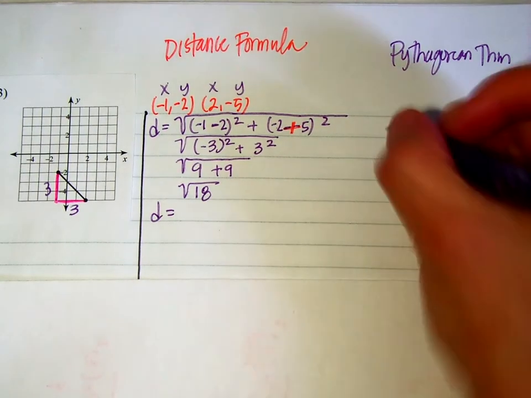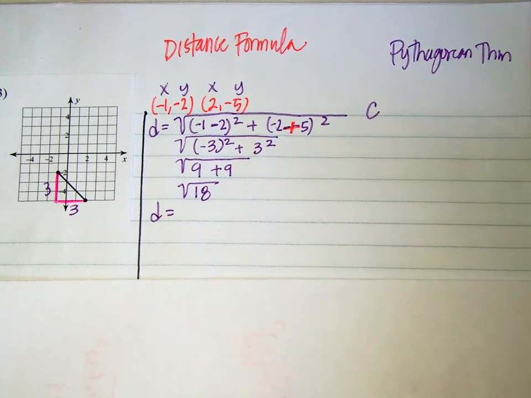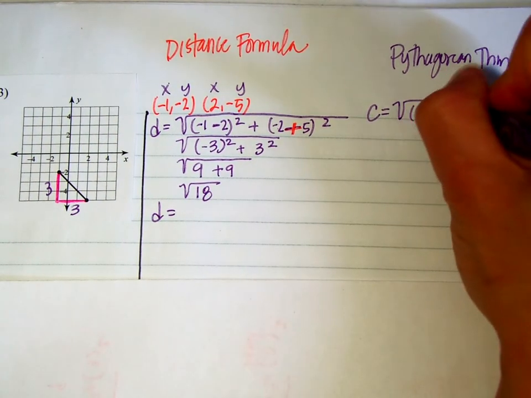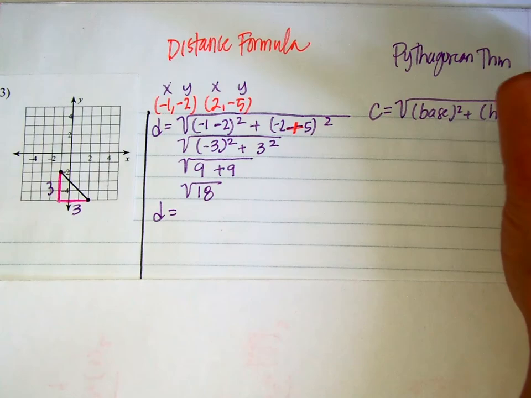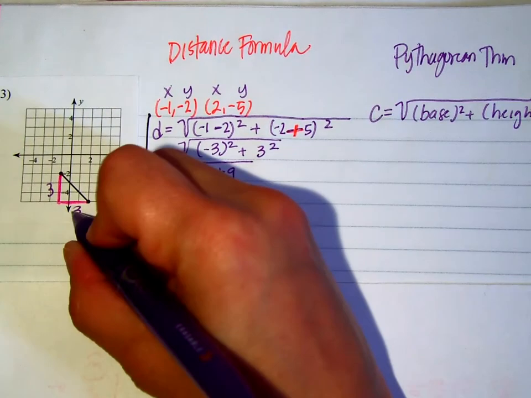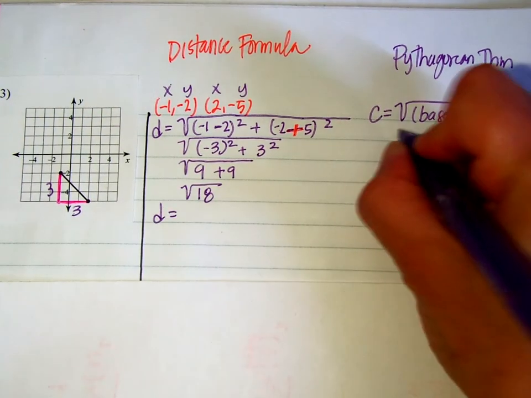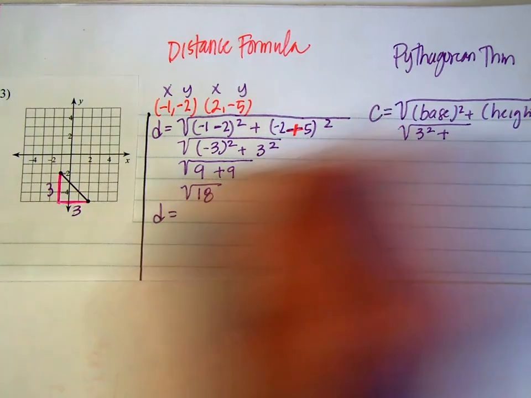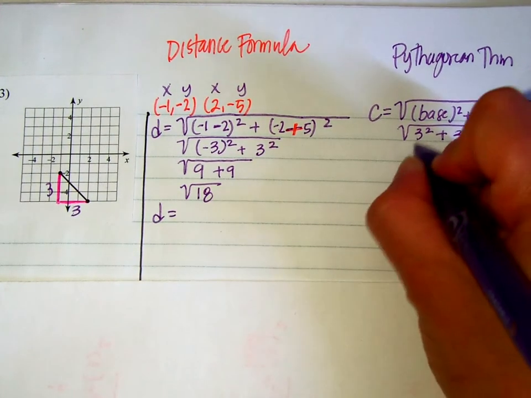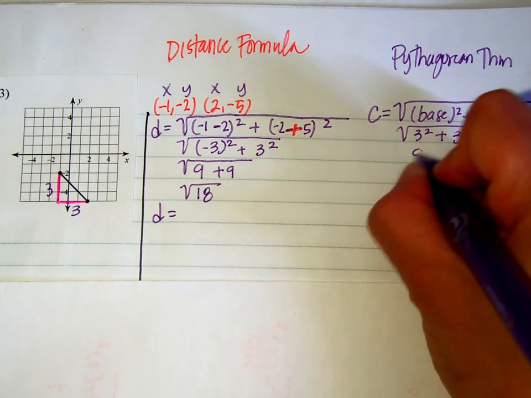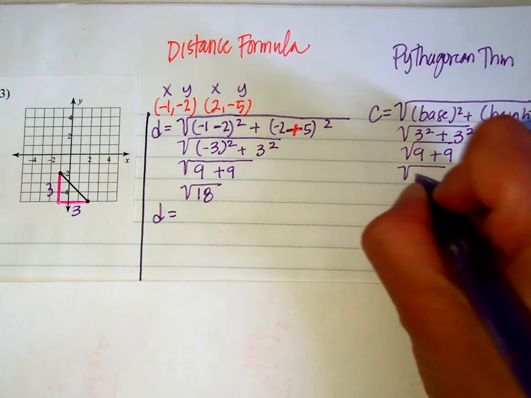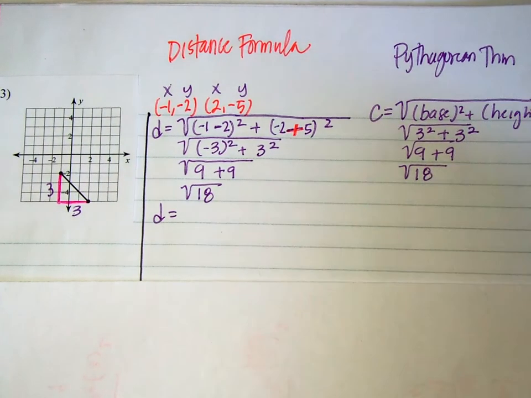So I'm going to use my Pythagorean theorem, the modified version, which was c is equal to the square root of the base squared plus the height squared. The base for us is the bottom piece, so this is going to be 3 squared plus the height, how tall it is, which is also 3 squared. 3 times itself is 9, 3 times itself is 9, and we add 9 and 9 to give us 18.